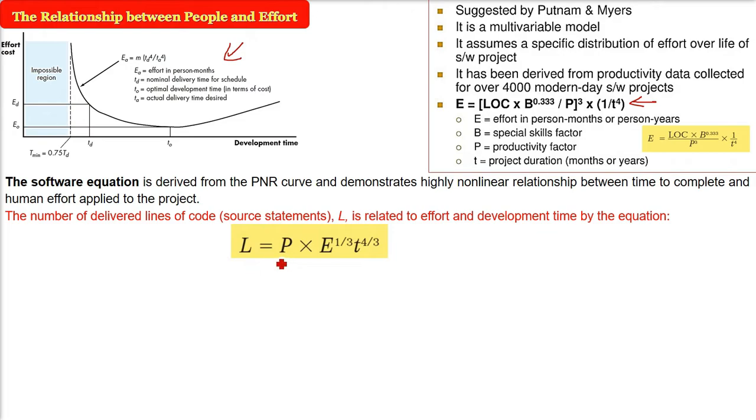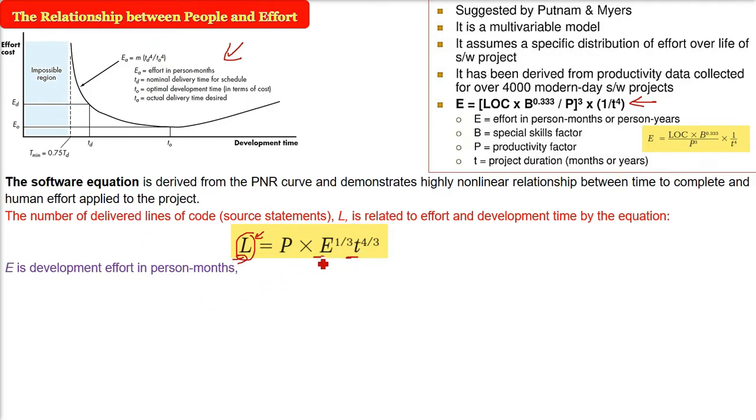So now the number of delivered lines of code, the source statements, L, is related to the effort and development time by this equation. We have already seen that. L equals P into E raised to 1 by 3, t raised to 4 by 3. Now L is the lines of code. How are they related? Let us see one more. E, as I said, is the development effort in person months.